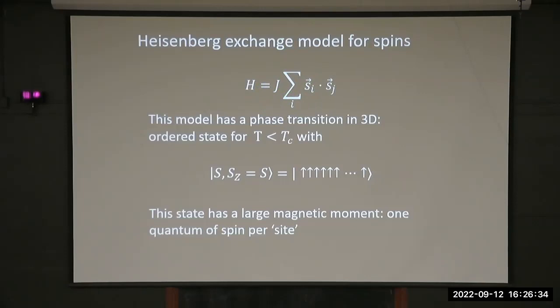And this then applies to electrons on a lattice or electrons in a metal, right? If you think about this Hamiltonian, it has a phase transition in 3 dimensions, and you have some ordered state. For example, a symmetric one would be one where all the spins point in the same direction, and that's just a ferromagnetic state. So this state has a large magnetic moment. It breaks time reversal symmetry, and we'll have 1 quantum of spin per site.